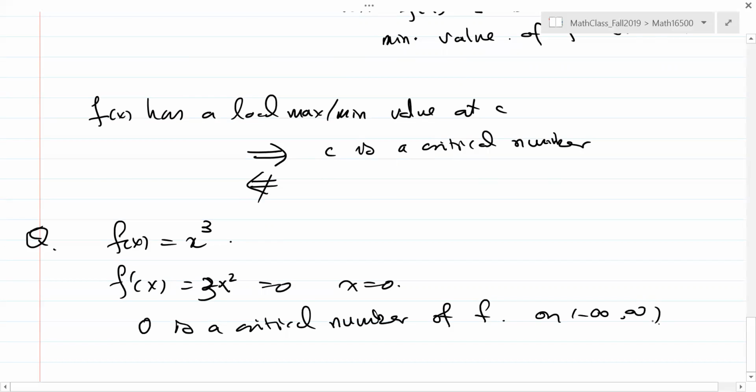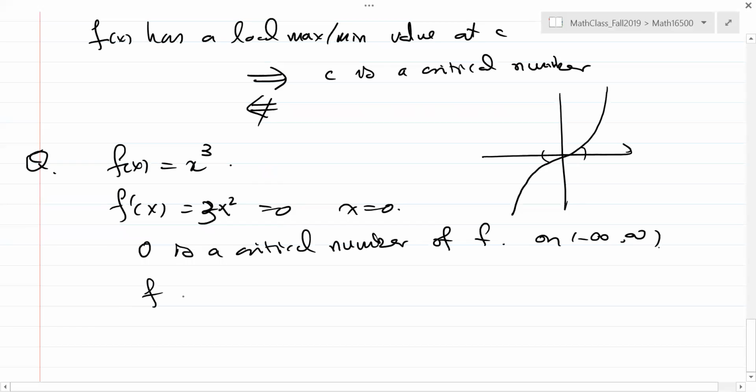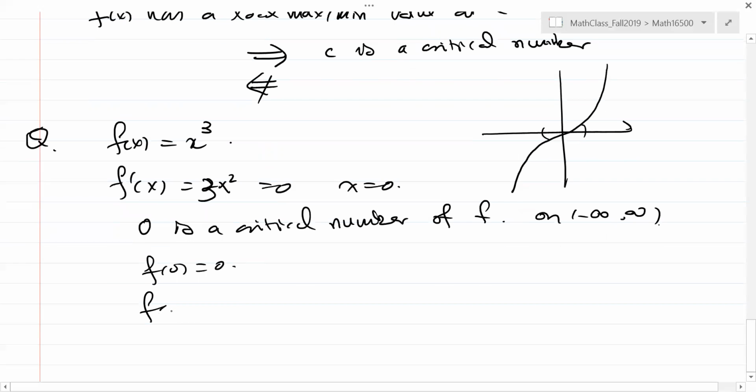Okay. Does the function have a local maximum value or a local minimum value at 0? The answer is no, because we already know the picture. The picture goes like that. Locally, f of 0 is 0, right? So clearly, f of x is less than f of 0 for x less than 0, and f of x is greater than f of 0 if x is greater than 0. So f of 0 is not going to be a local minimum value.